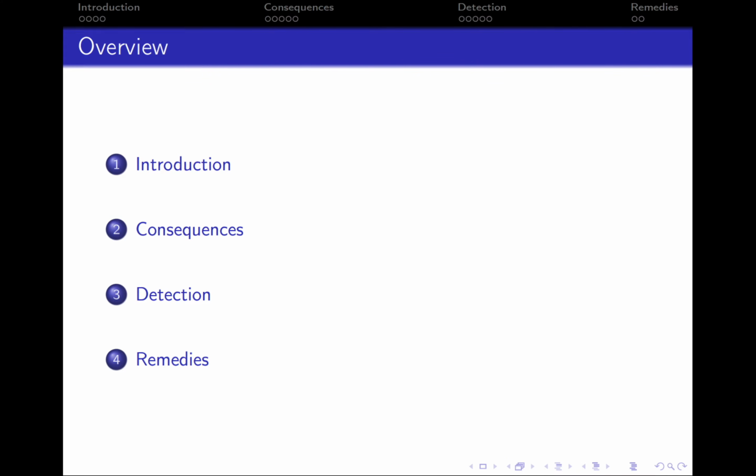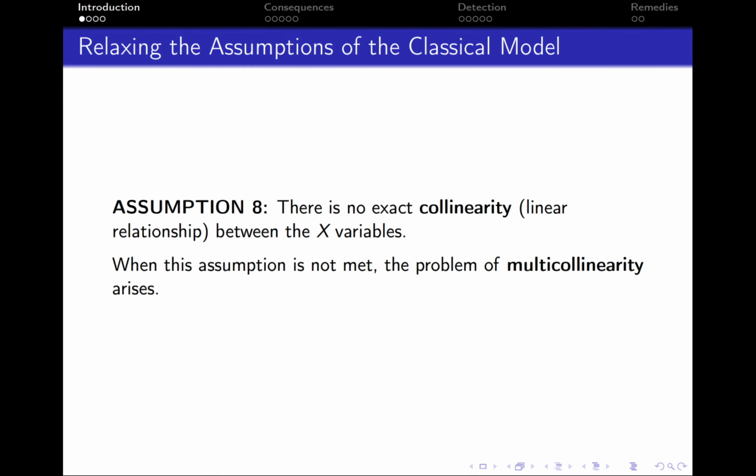From this slide, you can get a very quick overview of what we're going to do. So I will quickly explain what multicollinearity is. Then we will move to the part related to the consequences of this phenomenon. After this, I will show you how to detect multicollinearity. And in the very last section, I will show you how to deal with multicollinearity. So let's have a look at what it is.